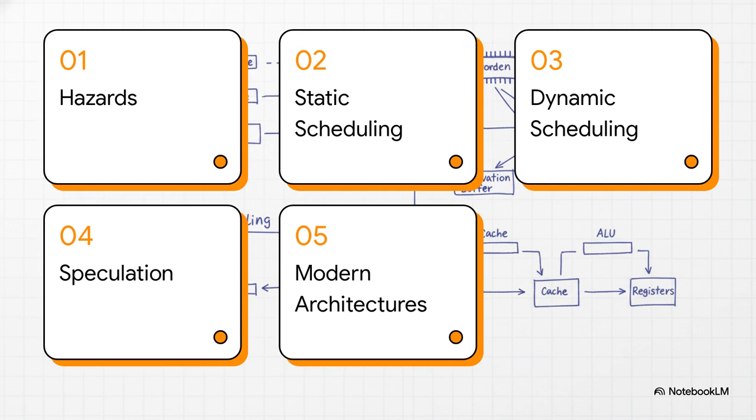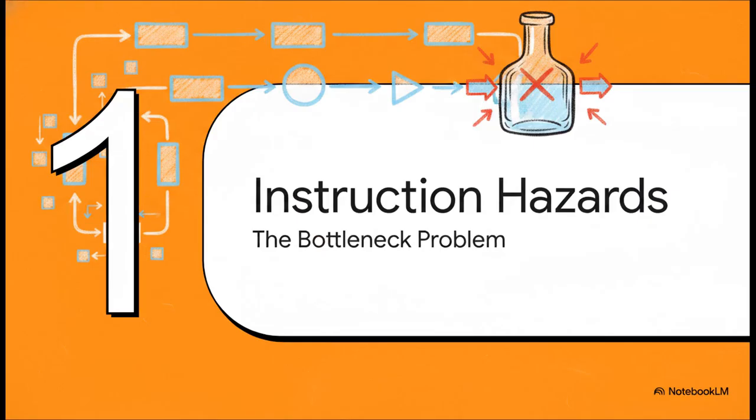So here's our agenda for today. 1. The instruction hazard problem. 2. Static scheduling and compiler control. 3. Dynamic scheduling and hardware control. 4. The power of speculation. And finally, 5. Modern processor architectures. Let's get into it. Starting off with Section 1, the instruction hazard problem.